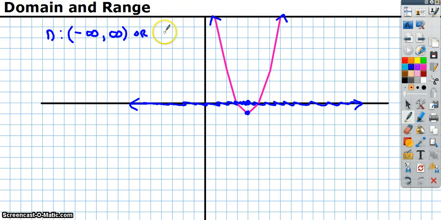In inequality notation, it's really just some words: all real numbers.